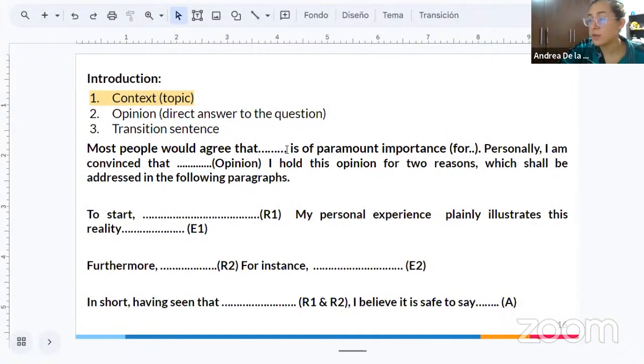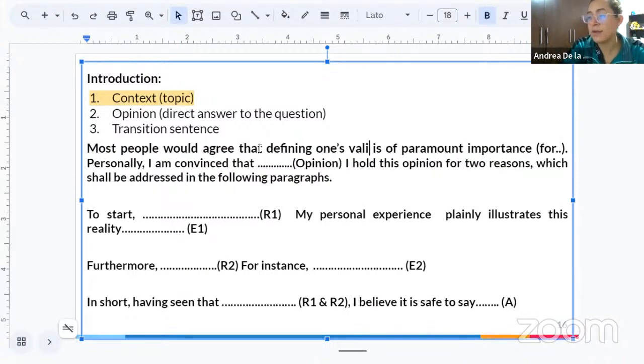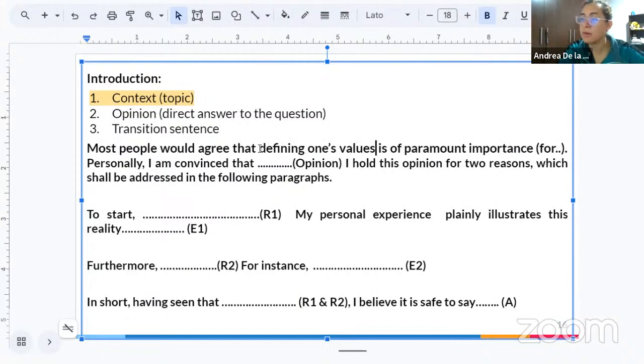So in this case, for instance, what I'm saying is, in this first sentence, what you have to do is give some context, right? So basically talk about the importance of the topic. Talk about how important it is to talk about this topic. So we can write about honesty. We can say something like, most people would agree that, and here we can say something like, defining one's values is of paramount importance, for example. Right? So here I'm just talking about values. Most people would agree that defining one's values is of paramount importance.